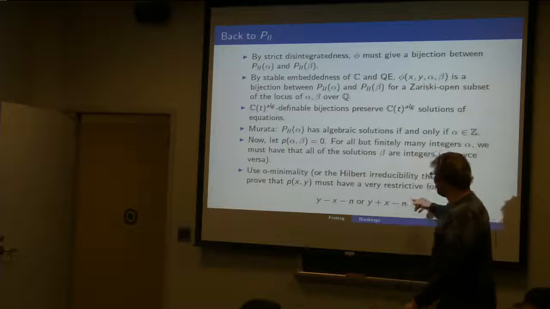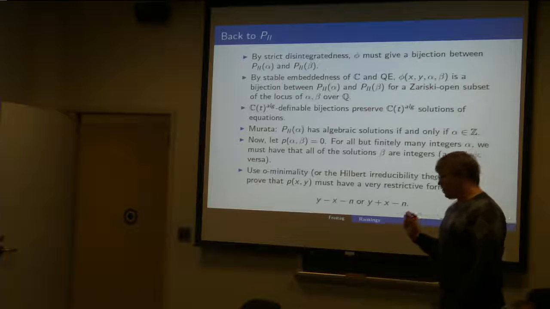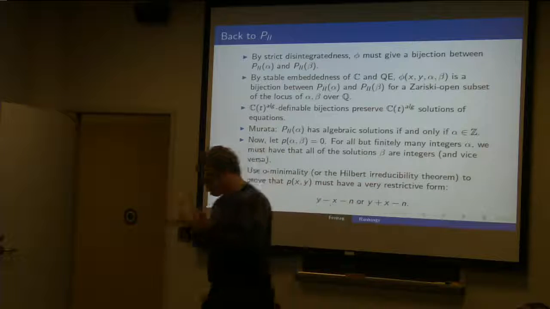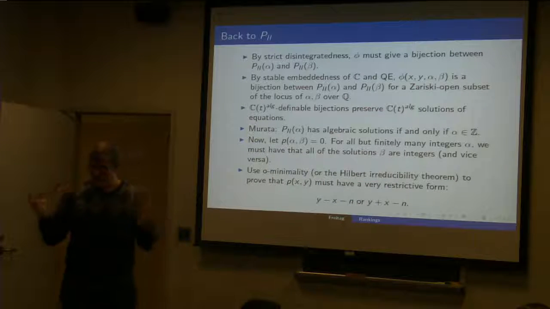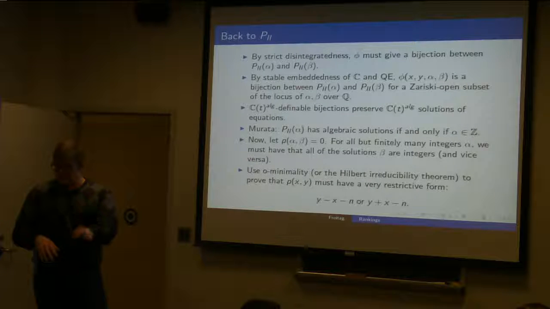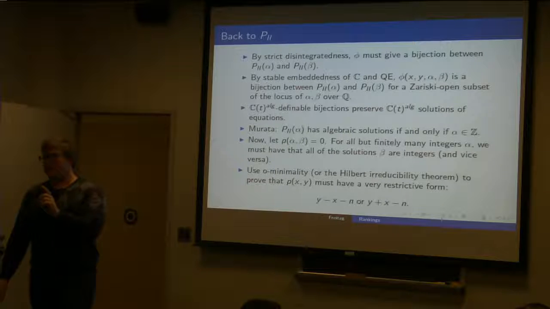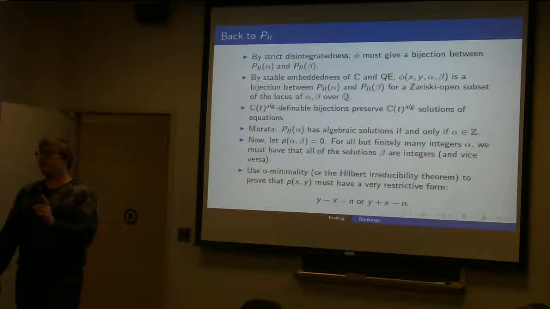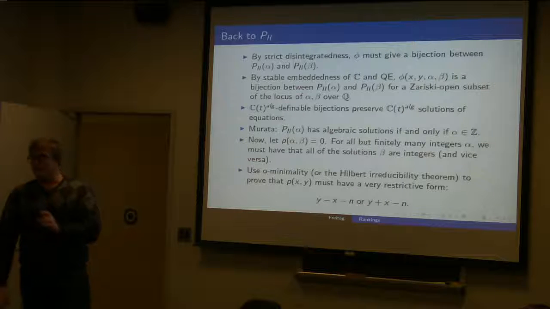Okay, and how do you do that? Well, Hilbert irreducibility says this. You take an irreducible polynomial over the rationals. And this is what it means for a field to be Hilbertian. You can specialize some subset of the variables to infinitely many different rational values, and the polynomial must remain irreducible. In fact, the Hilbert irreducibility theorem says more. It says you can specialize to infinitely many integral values, and the same holds true.